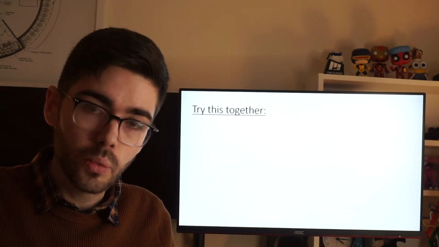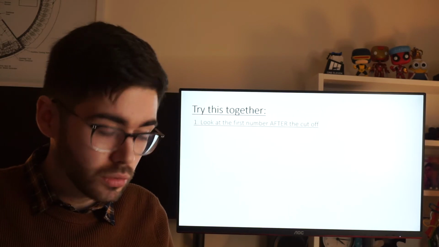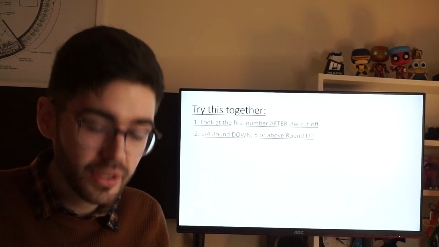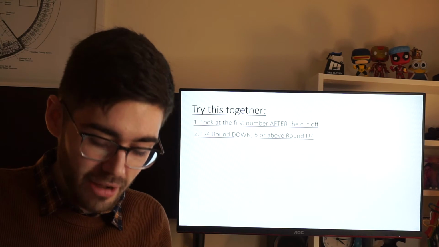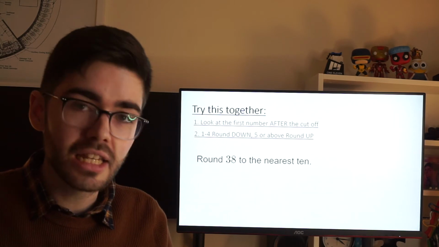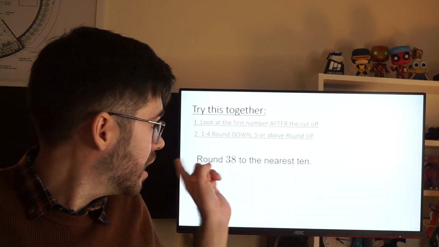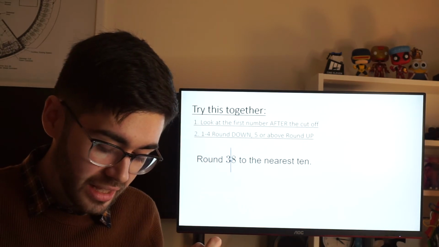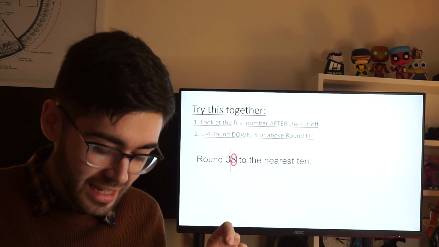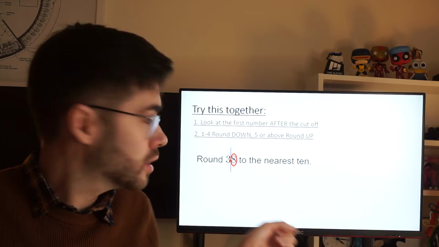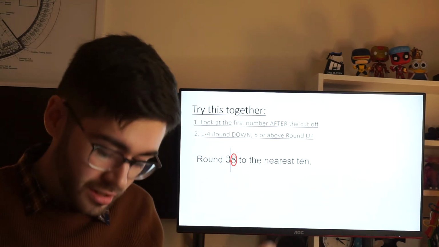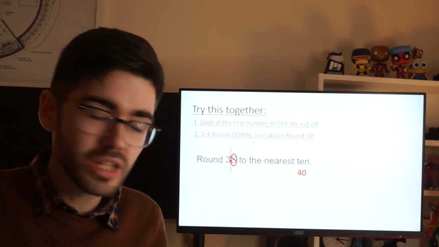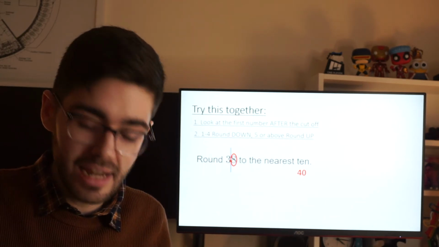Let's practice one that looks like this, okay, remembering our 2 rules. Look at the next number after the cutoff. 1 to 4 rounds down, 5 or above rounds up. 38 to the nearest 10. We're going to draw that line after the tens column, between the 3 and the 8. We look at the 8. That's the number we look at. It's higher than 5, so we round the 3 up to 4, making it 40. And that is 38 to the nearest 10.